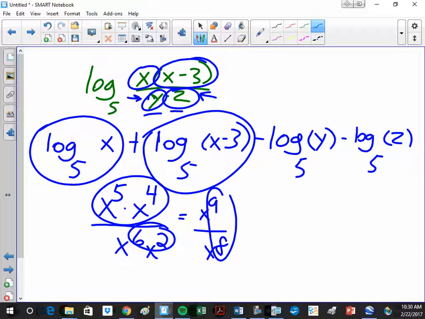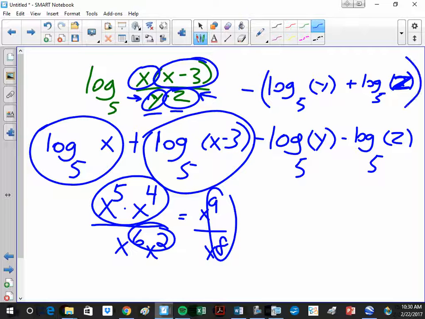So you have 2 options, and usually I don't teach this, but you pointed it out. You could say minus log base 5 of y plus log base 5 of z. But you'd have to put it in parentheses, right? And we don't do that.